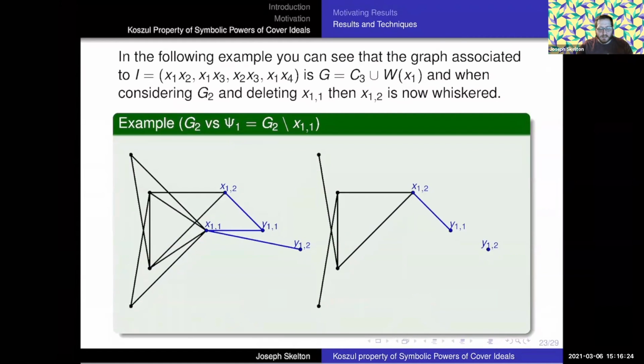You can see what that means here. So in this graph, I have whiskered the original vertex x1. So these blue edges are the shadows of the whisker. So if I delete x1, I get this graph, and now x12 is whiskered. So the second vertex in my sequence. And that's what that theorem says. Just as I go along, the next vertex will always be whiskered. So the next vertex will always be a shedding vertex.